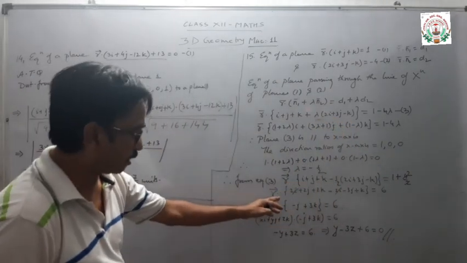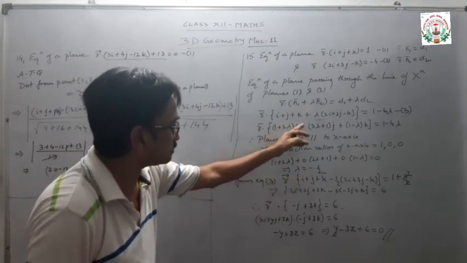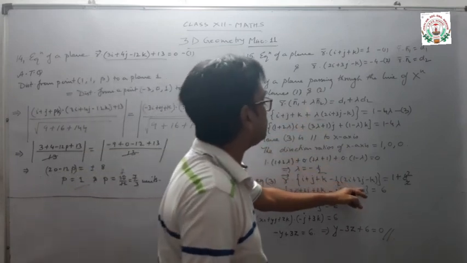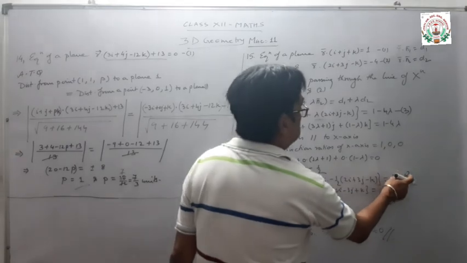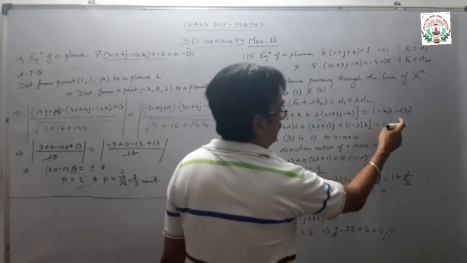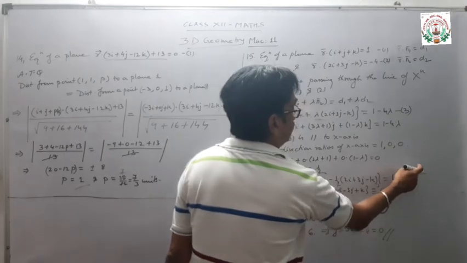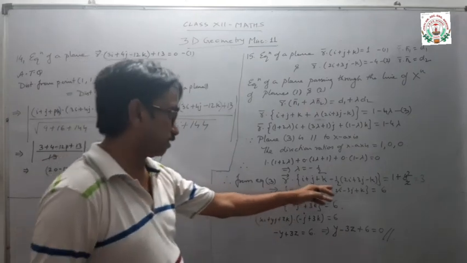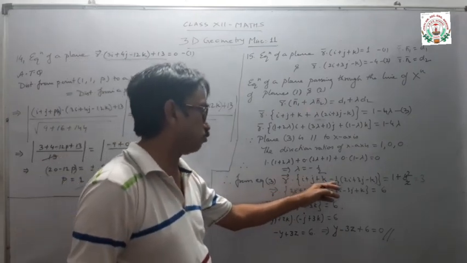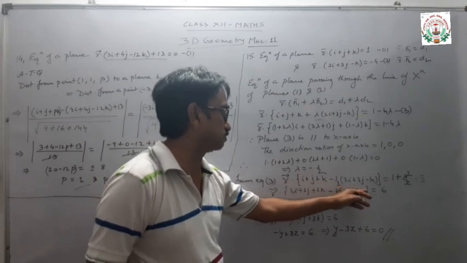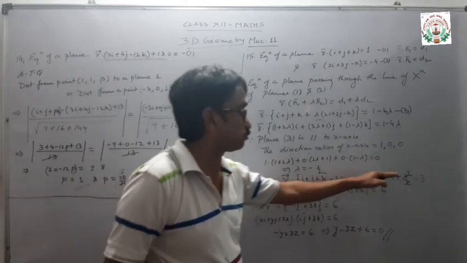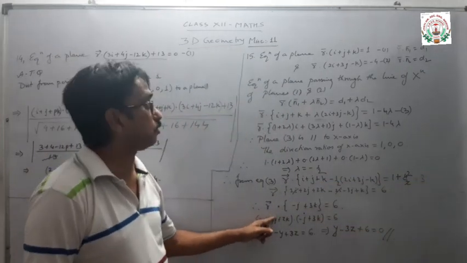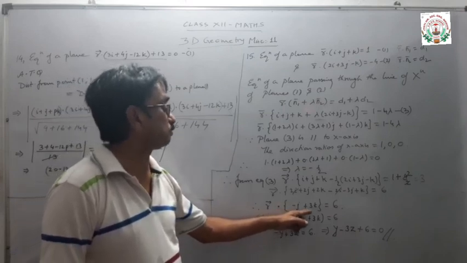So I get r vector dot (i + j + k), as lambda is -1 by 2, so this plus becomes -1 by 2 (2i + 3j - k) equals 1, plus, as the lambda value is -1 by 2, it becomes plus 4 by 2, so the 2 and 2 cancel, 1 plus 2 becomes 3. After taking the LCM, 2i + 2j + 2k, opening the bracket, -2i - 3j + k, this divided by 2 will be cross multiplied to the right, 3 into 2 equal to 6. Now it becomes the vector equation of the plane: r vector dot (-j + 3k) equal to 6.